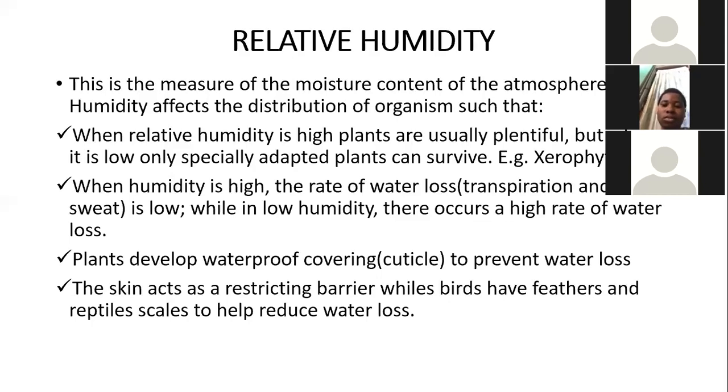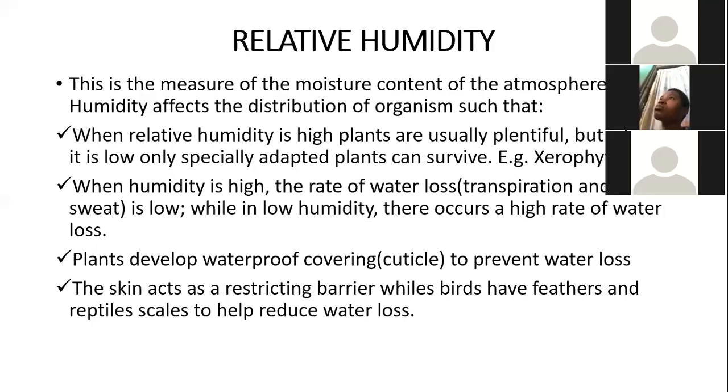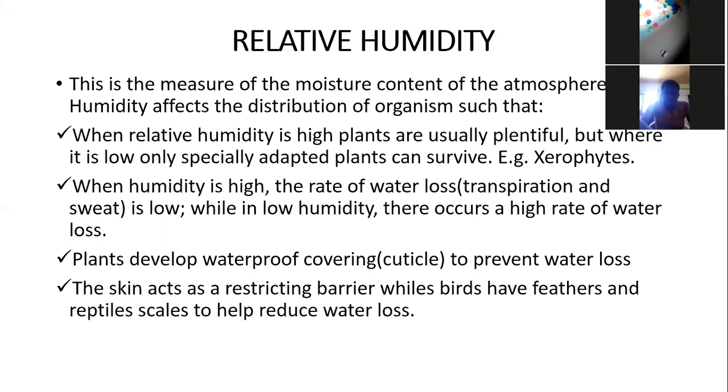The third point, plants develop waterproof covering, that is in the form of cuticles, to prevent this water loss. So when humidity is low, plants form a covering called a cuticle that prevents water loss. Then the next point also deals with point two. When humidity is low, the skin acts as a resistant barrier. We human beings, our skin acts as a resistant barrier. Then birds, they use their feathers. Reptiles, they use scales to prevent or reduce this water loss. So that is what you have for relative humidity.